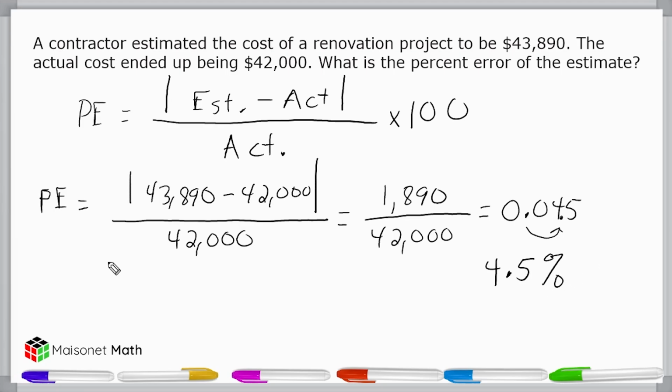All right, just to summarize what we do with percent error, remember, all we do is find the difference between the estimated value and the actual value, and we divide that difference by the actual value, and then we take that resulting decimal and multiply by 100 to convert it into a percentage, which in this case gave us a percent error of 4.5%.